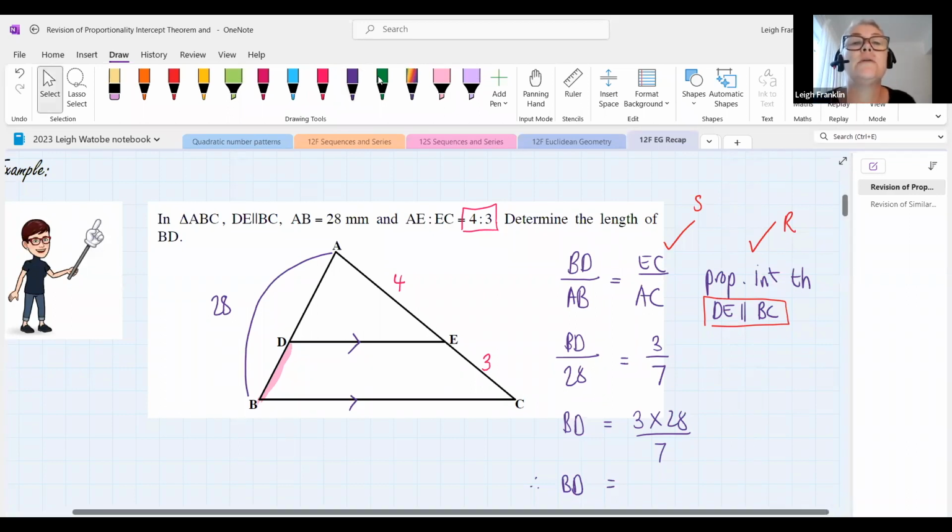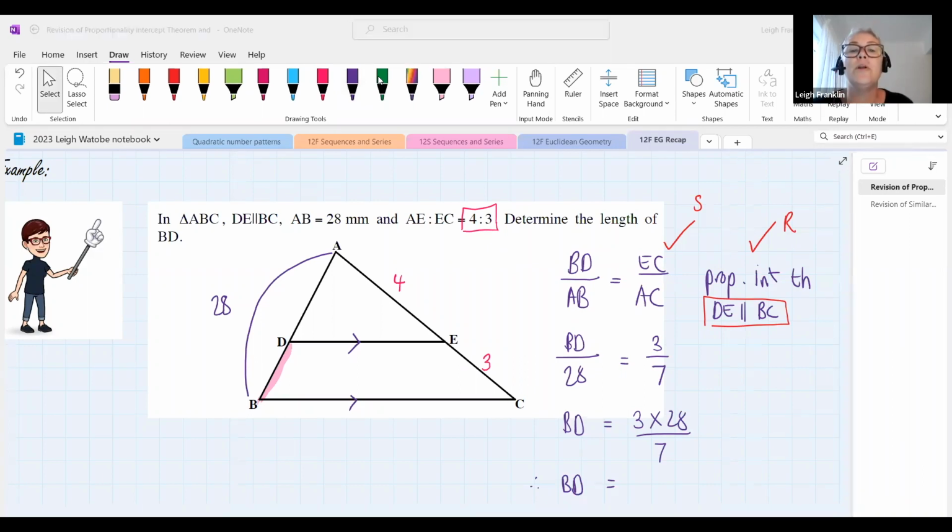What are you guys getting? Lovely. Good job, everybody. Perfect. Okay, nice. And then if I want to be really smart, I can put in the millimeters at the end, but that doesn't matter. If you just leave your answer as 12, that's absolutely fine.